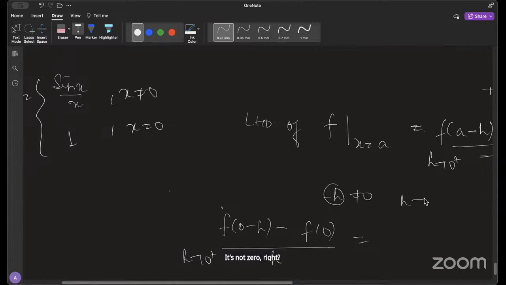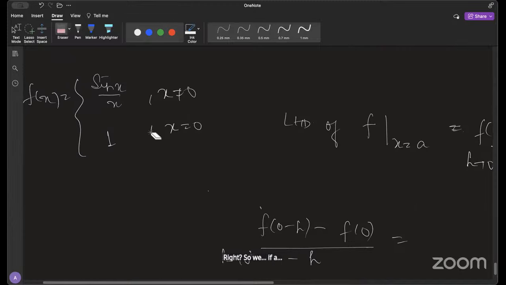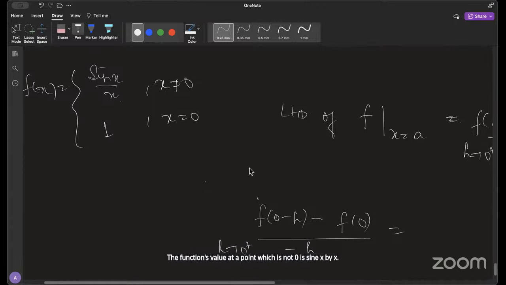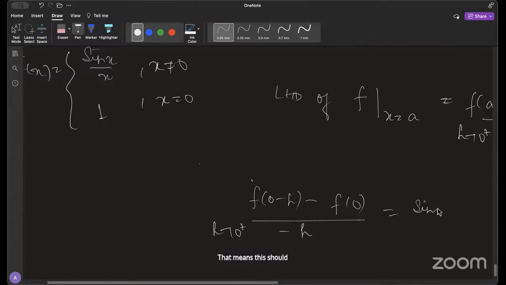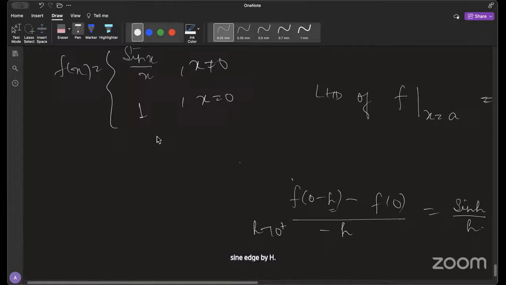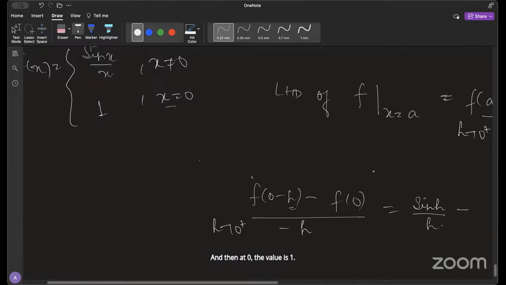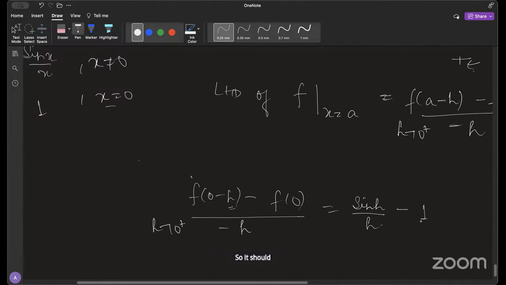Your h is tending to 0 from the positive side, but it's not 0, right? So if the function's value at a point which is not 0 is sin x by x, that means this should be sin h by h, right? Your argument is h here, so you should take h, sin h by h. And then at 0, the value is 1. So it should be 1. And then you have minus h here.